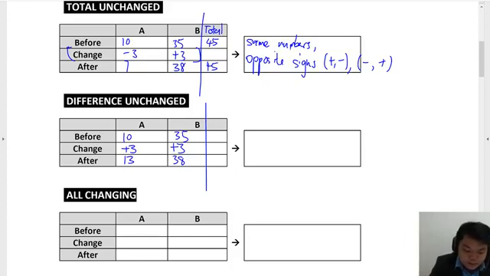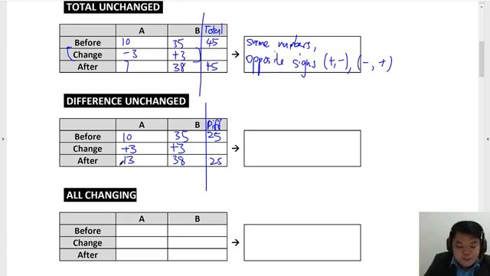So if you compare the difference before, the difference is 35 minus 10 to give you 25. The next difference here is 38 minus 13 to give you 25. Both differences give you 25 years of age. So please take note of one more thing here. The difference in age will always remain unchanged.